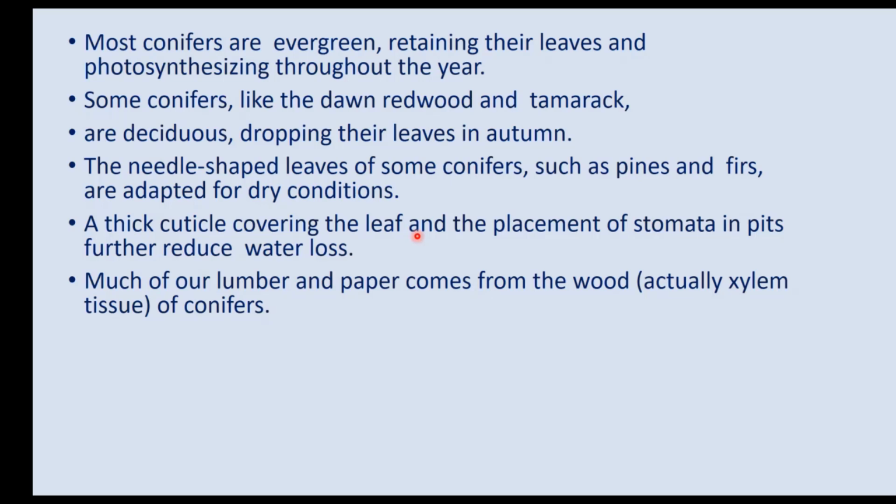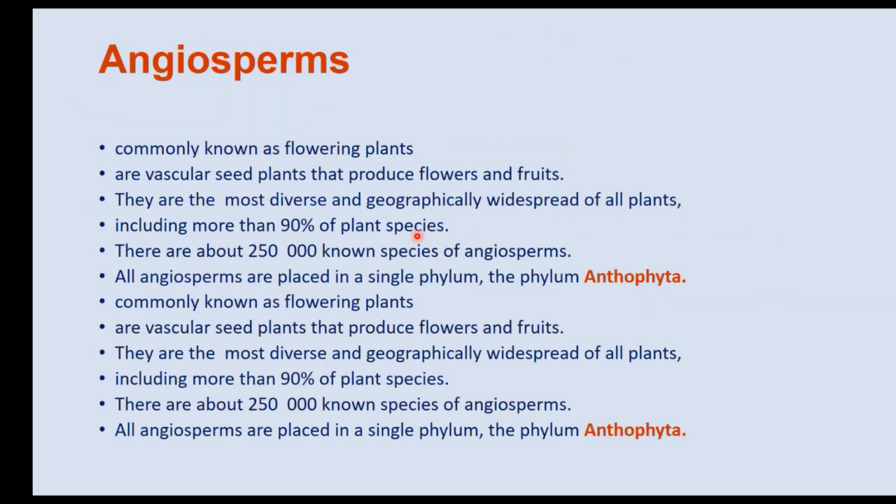Going back to angiosperms, which are commonly known as flowering plants, are vascular seed plants that produce flowers and fruits. They are the most diverse and geographically widespread of all plants, including more than 90% of plant species. That's a lot. There are over 250,000 known species of angiosperms, and all angiosperms are placed in a single phylum called Anthophyta, commonly known as flowering plants.